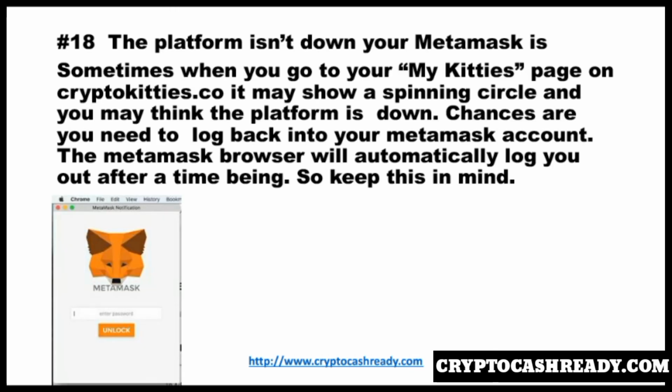Number 18, the platform isn't down, your MetaMask is. Sometimes when you go to your My Kitties page on CryptoKitties.co, it may show a spinning circle and you may think the platform is down. Chances are you need to log back into your MetaMask account. The MetaMask browser extension will automatically log you out after a time, so keep this in mind.